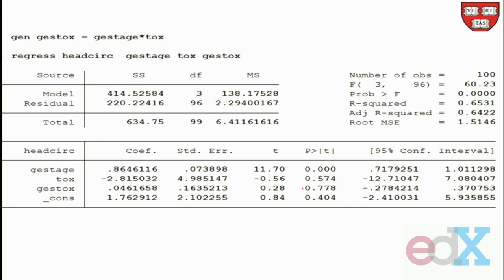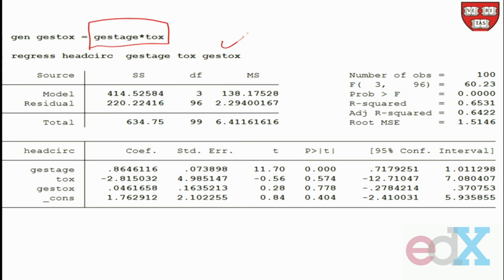All right? So already we're set up here. But toxemia happens later in the pregnancy. And later in the pregnancy, we saw gestational age impacts on head circumference. So all of this is very complex. How do all of these things work together? So what we can do is generate a variable called gestational age times toxemia. This is called an interaction term. And let's put that into the regression equation.